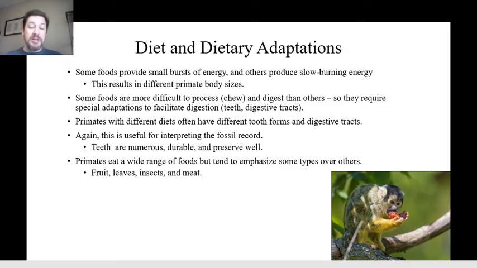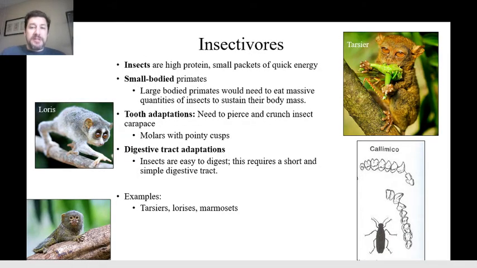And we're diet generalists, as are chimpanzees, our closest relative, but most primates are more specialized. They tend to focus on one kind of food or another, and we'll look at some examples of that. So the first diet type that we need to be aware of is insectivory. It's insect eating. So insects are a great source of calories if you can catch them. They're very high in protein, and they represent a very small packet of energy that you can access quickly.